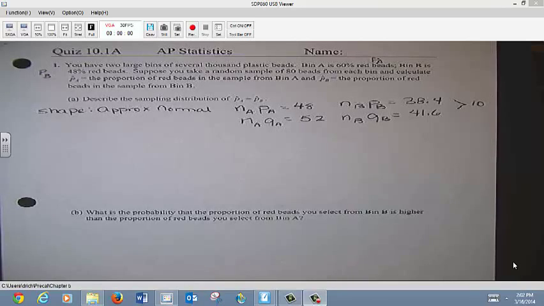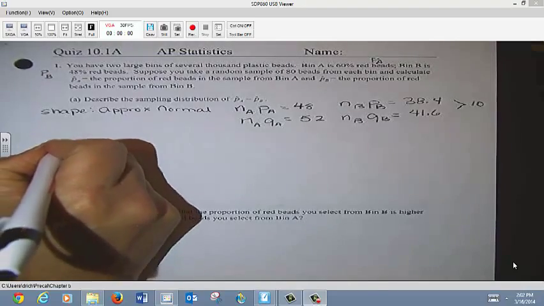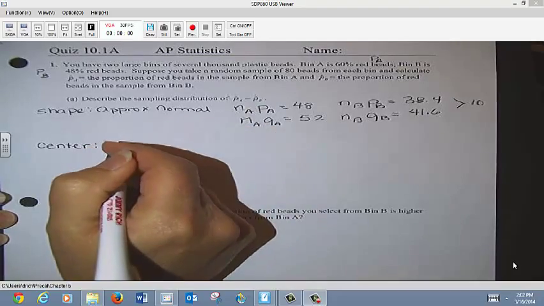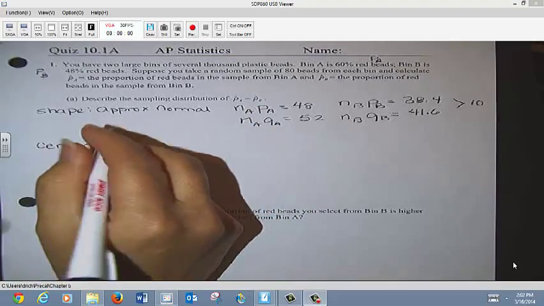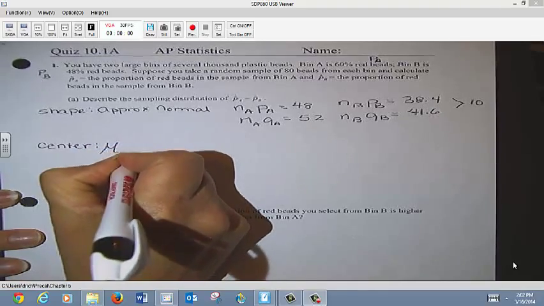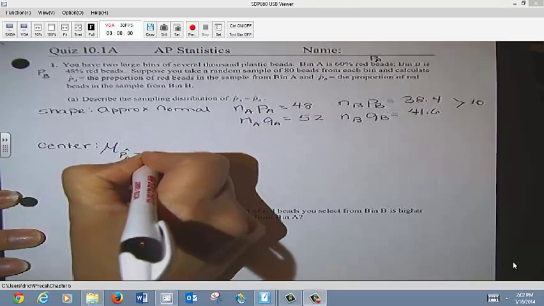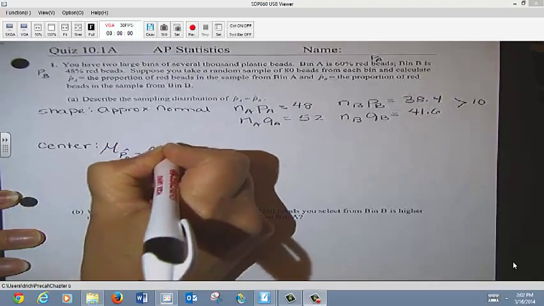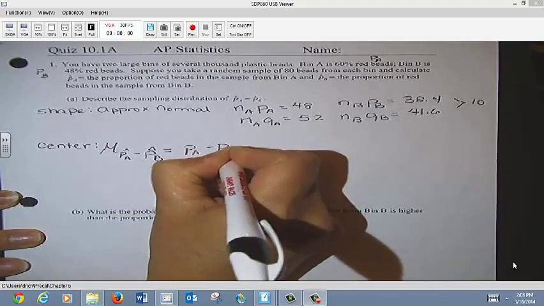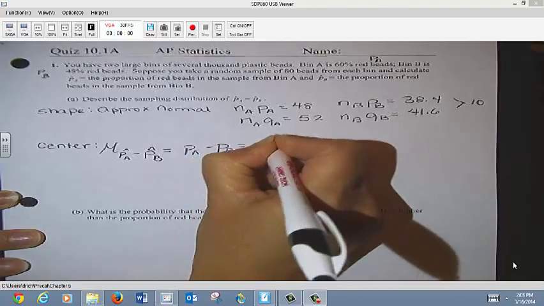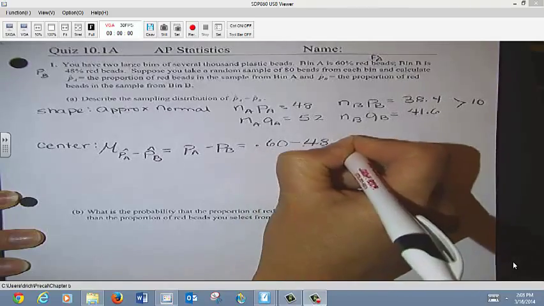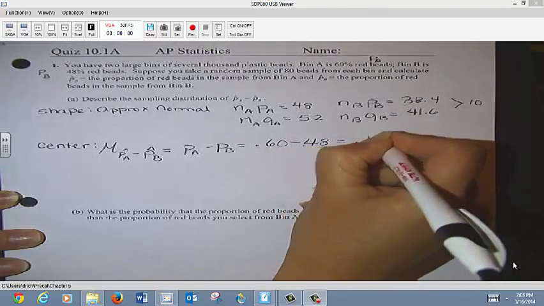Secondly, we want to look at the center, and the center of a sampling distribution of two p hats is going to equal the difference in the true proportions. So the mean of p hat A minus p hat B, that's how you would want to write that, would equal the true PA minus PB, which would just be 60 minus the 48, which is 12%, or 0.12.